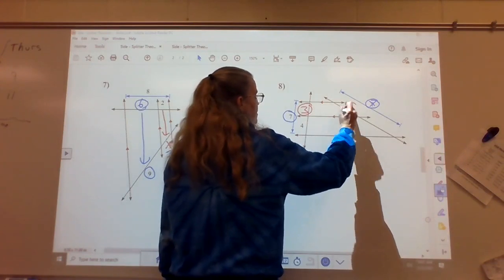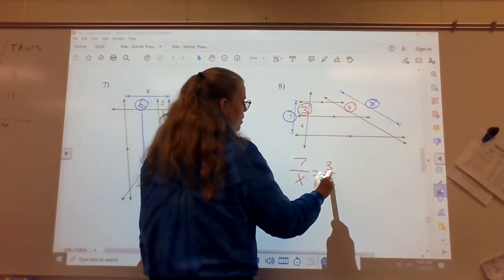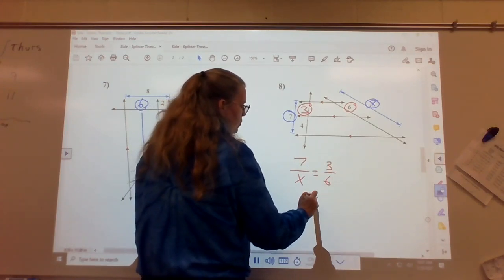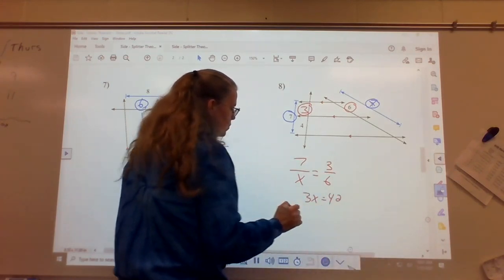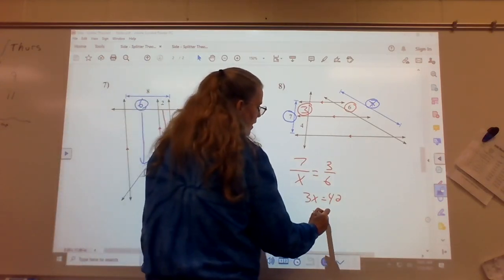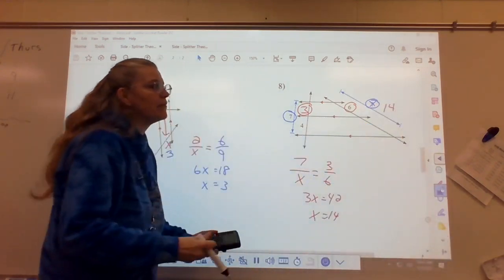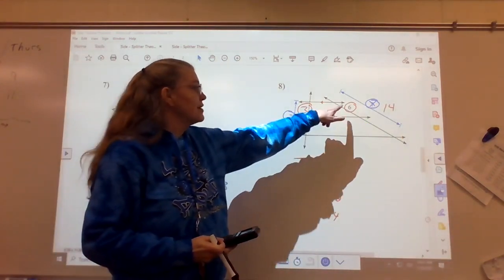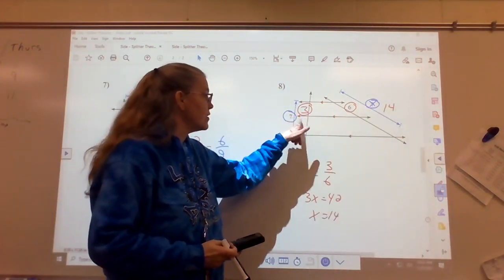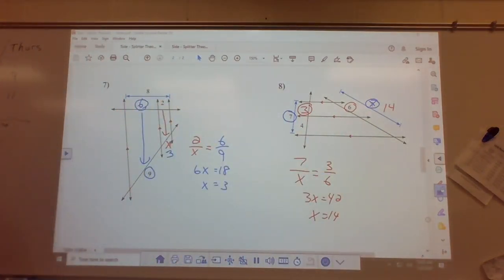So the 3 and the 6 can line up. So I can do 7 over x, 3 over 6. 3x equals 42. 42 divided by the 3, I get 14. X is 14. So this would be a 14 here. And again, it makes sense. 3, 6 is twice bigger. 7, 14 is twice bigger. It makes sense. So that's 7 and 8.